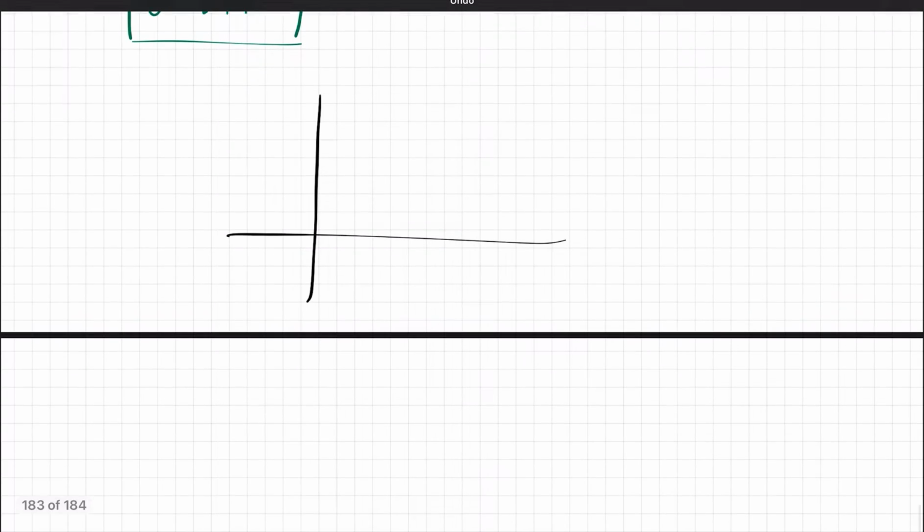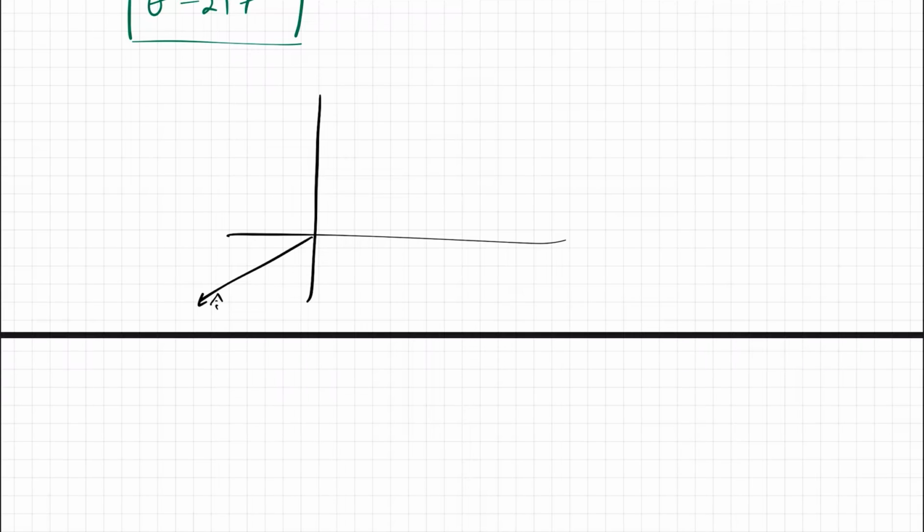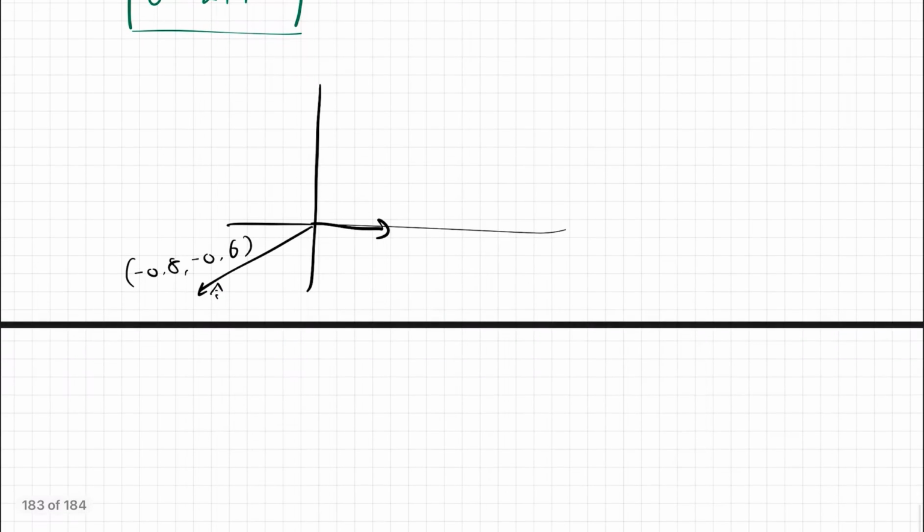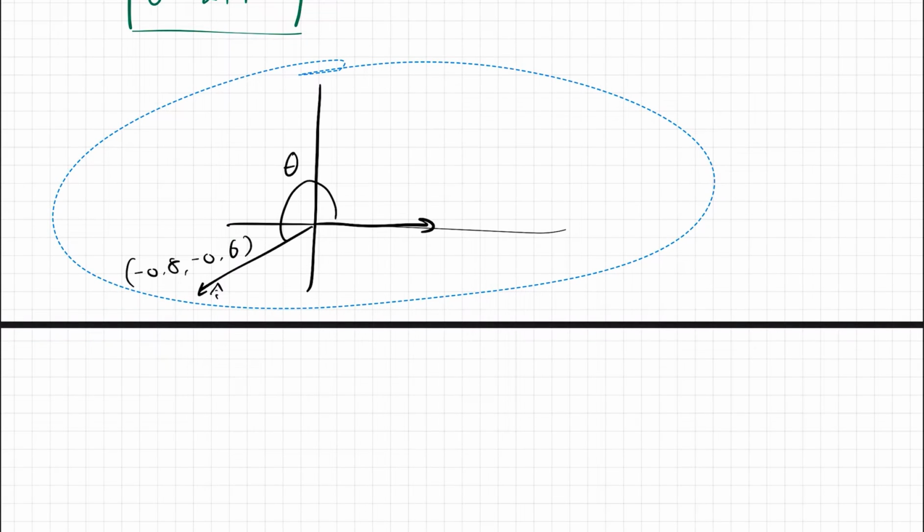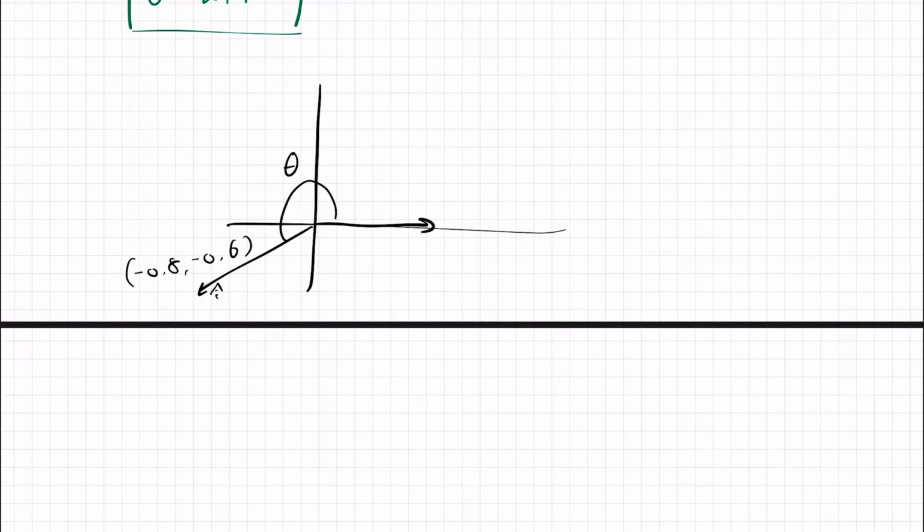Alright, so this I hat is pointing to minus 0.8, minus 0.6, and the angle theta it's rotated by, remember the initial I hat is just pointing straight to the right, so this is the angle it's been rotated by. And the way we actually need to think about this is, if we imagine this as a unit circle, like so, I know this is a horrible circle, but bear with me. So imagine this is a unit circle.